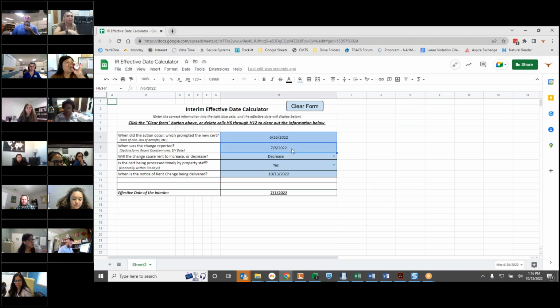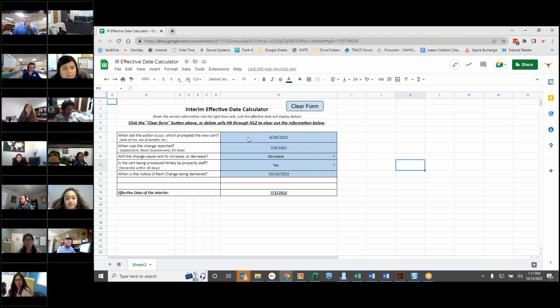Here they reported timely in that example where we use this calculator. So it happened June 26th. They reported within 30 days. And so it's almost like they get credit. So it's effective the first of the month after the action that caused the change.